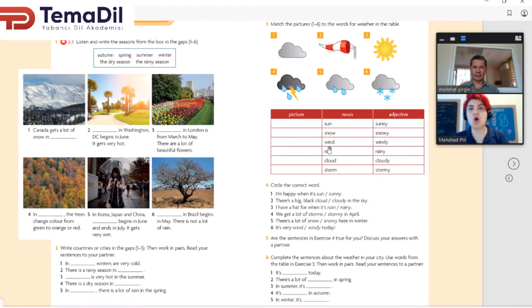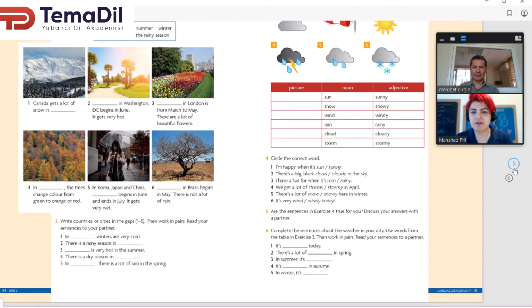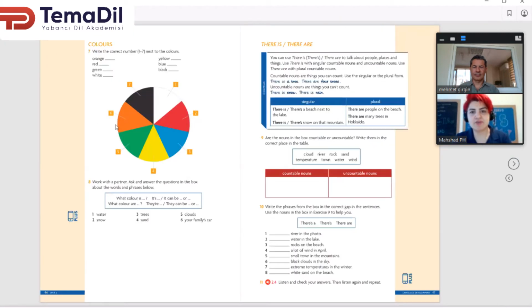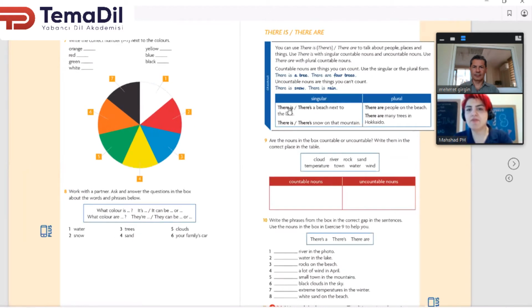If you want to say, oh, there is a wind, you can say the weather is windy. So this is our method of making our students talk about it. And also after all of them, we practice more on the sentence structure. When do we use there is? When do we use there are? So there are some, for example, nouns.